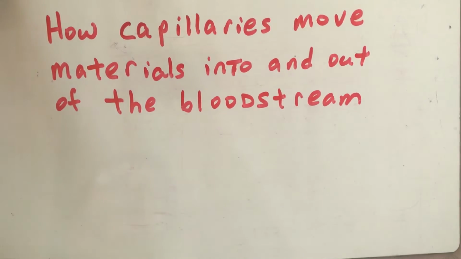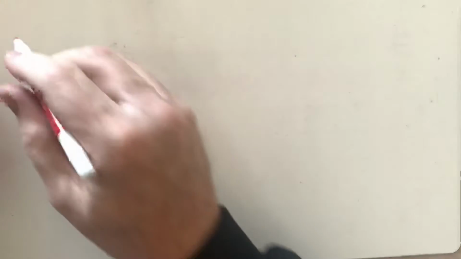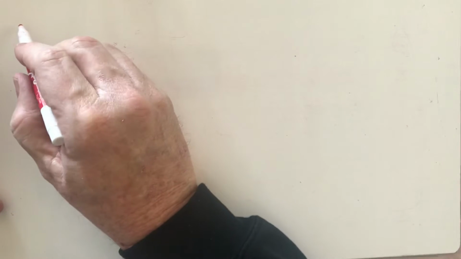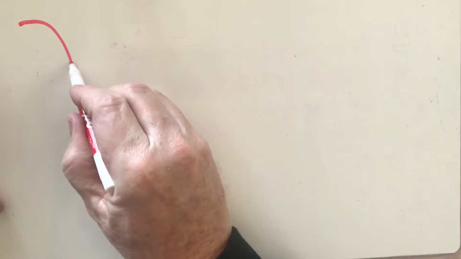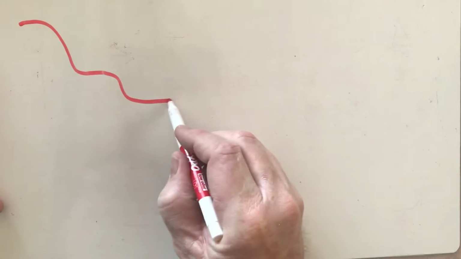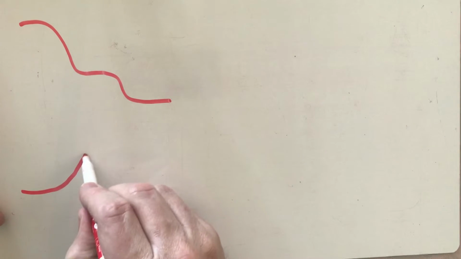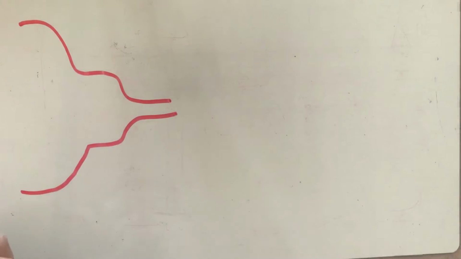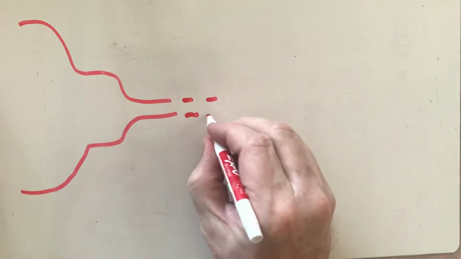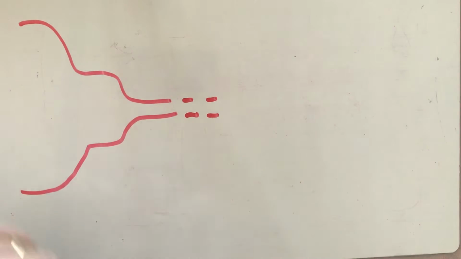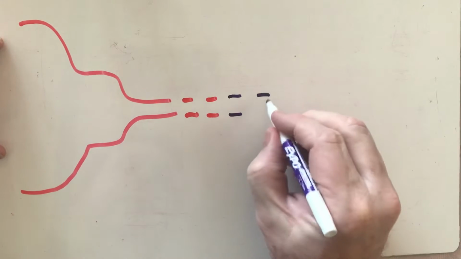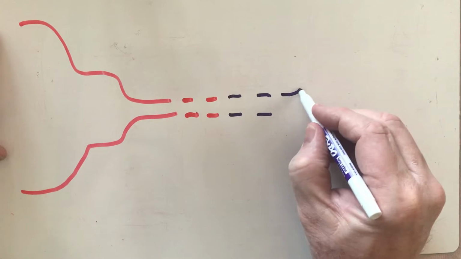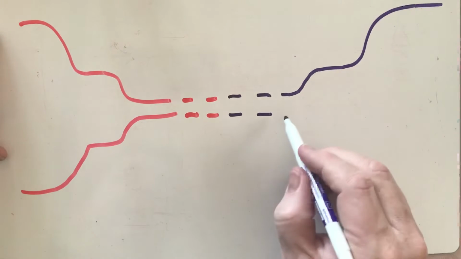Okay, so today we're going to look at how capillaries move materials into and out of the bloodstream. If you recall from before, we have our arteries, then arterioles, and then capillaries. And what's going to happen with the capillaries is they go on for a little bit. They're actually solid; I'm drawing little holes in here. Then they become venules and then veins.